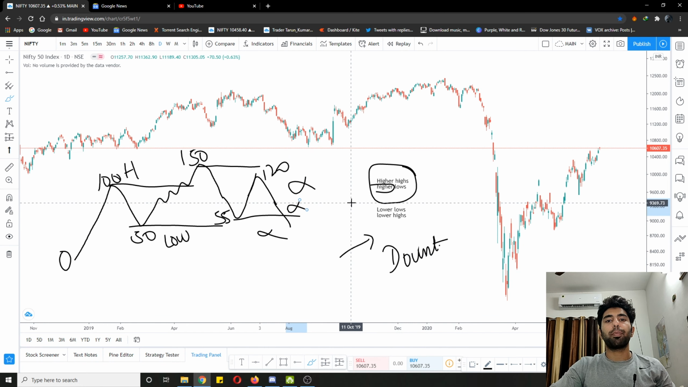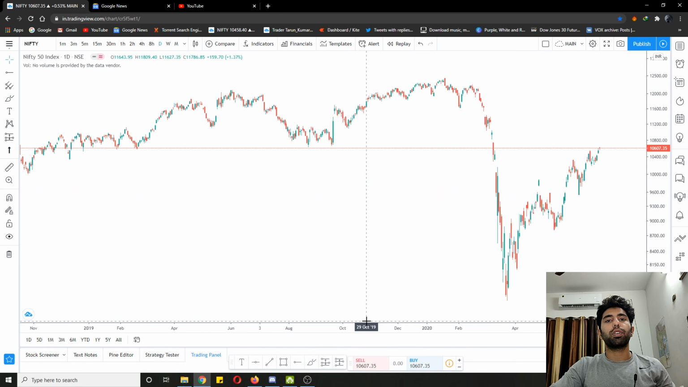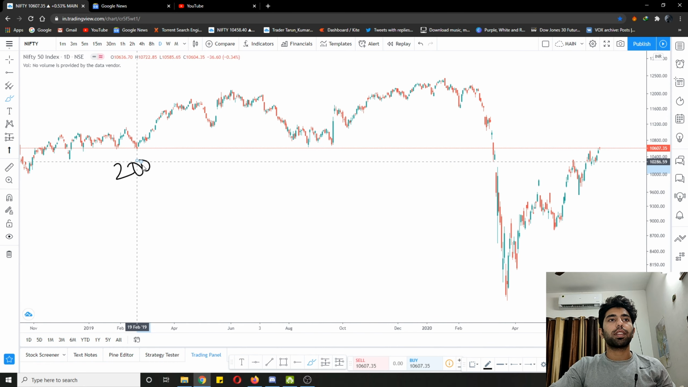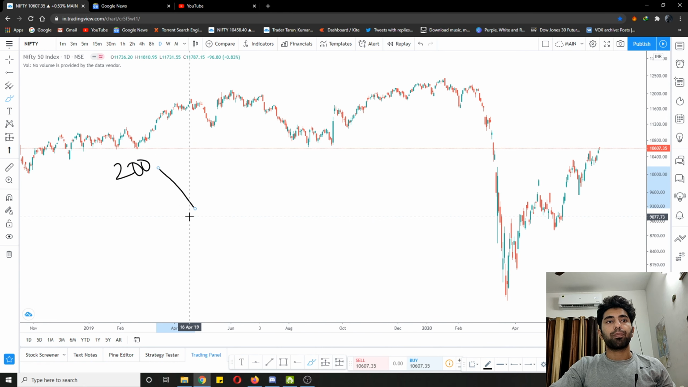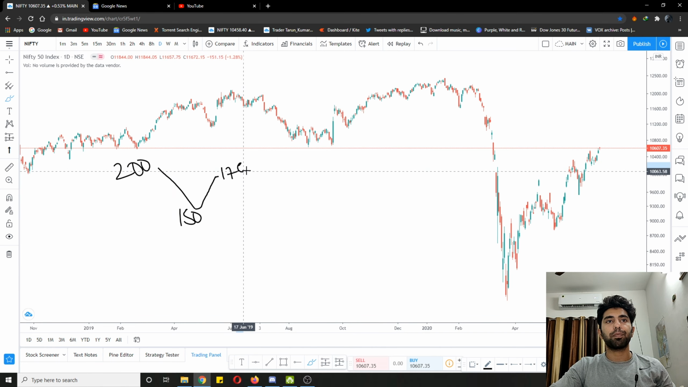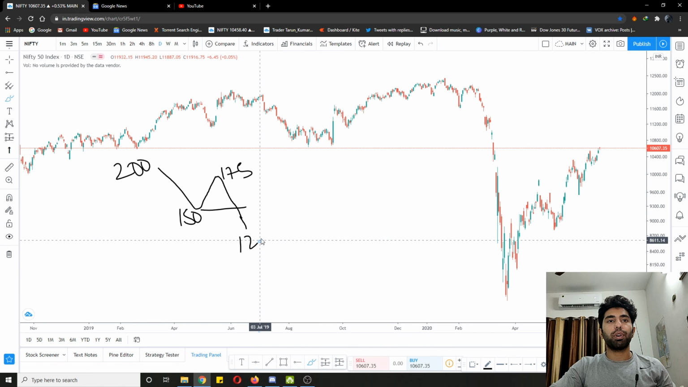So this is what the uptrend looks like. And if we go opposite of this, then let's say a stock started falling from 200 rupees and it came down. It made a low of rupees 150 and then it went back up for the correction. This correction was till 175, but now the stock is going below 150 again. So this is the beginning of the downtrend, and now let's say it reached 125.